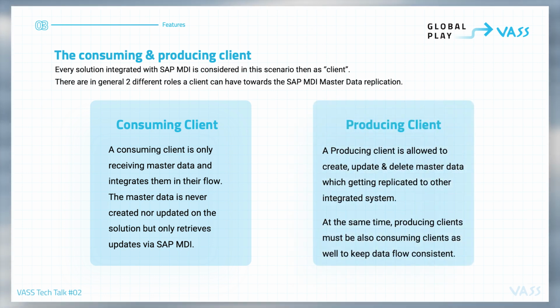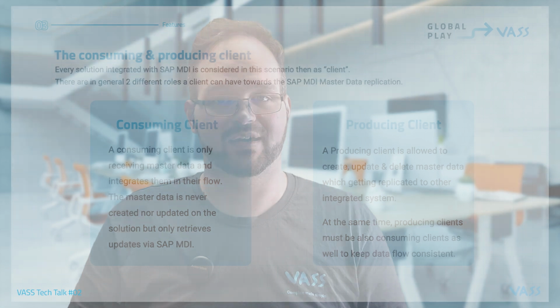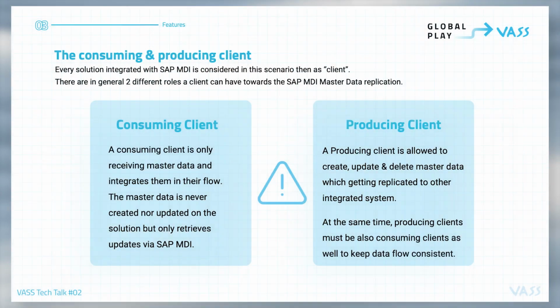On the other hand, we have the producing client, which of course can create, update, and delete master data as they go. Now, it is also important to know that when you have a producing client, at the same time it should be a consuming client, because otherwise you cannot keep track of the changes you're sending and other systems might do to your master data. So that is important to keep in mind, that there are these two roles, and depending on which system you're integrating, it has to serve one or the other role.